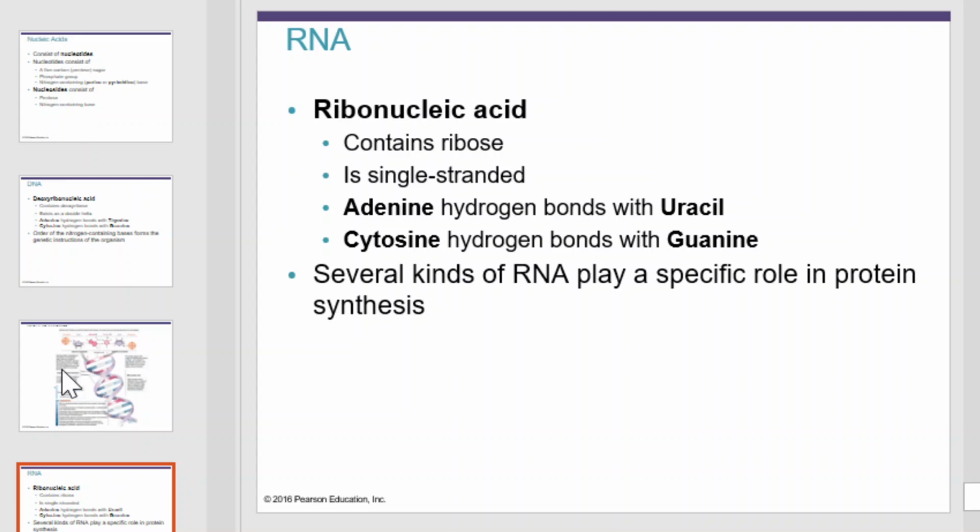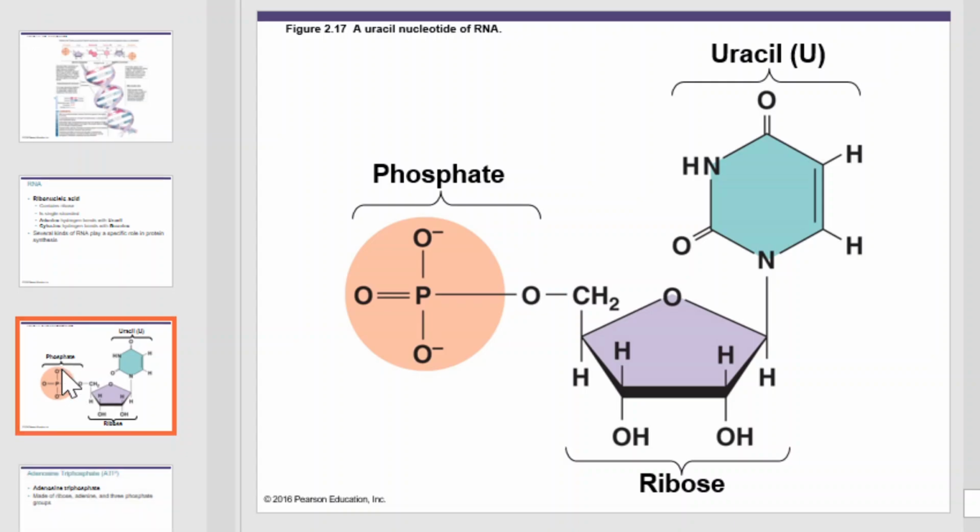RNA is a close cousin to DNA. RNA stands for ribonucleic acid. RNA contains ribose, is a single-stranded molecule, and has the 4 bases adenine, which hydrogen bonds with uracil, and cytosine, which hydrogen bonds with guanine. There are several kinds of RNA that play specific roles in protein synthesis, which will be discussed at a later date. This is a picture of uracil nucleotide in RNA.